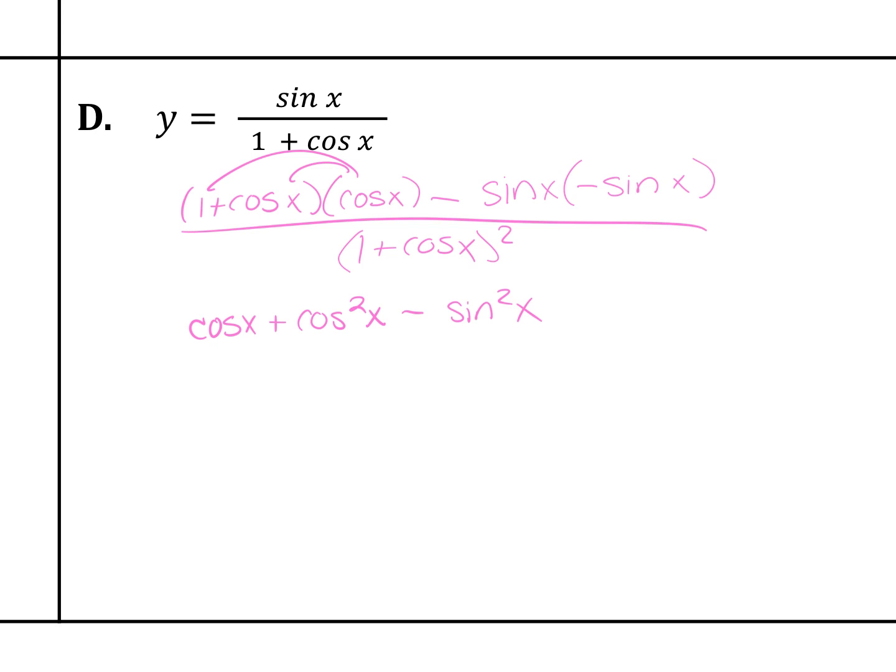Isn't it plus sine squared? Yes, thank you.